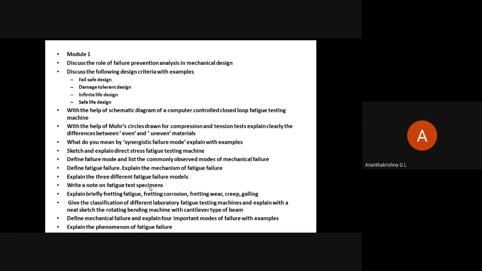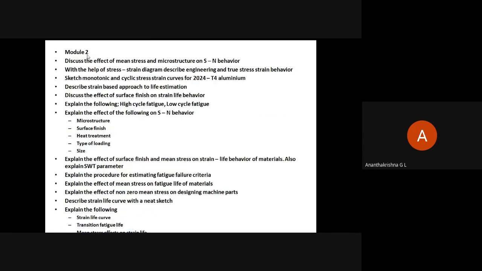We have learned about fretting. We learned about testing machines, bending machine with the cantilever type of beam, mechanical failure, and explain 4 important modes of failure. That is temperature, cycle stress, and all those things we learned. Then phenomenon of fatigue failure. So in module 2, these are all the common questions that are there in all the question papers, especially this: explain the effect of the following on SN behavior. No, this question is almost there in every question paper.